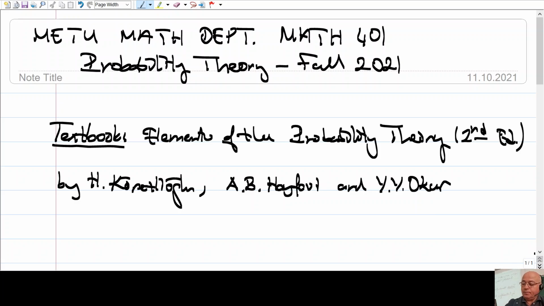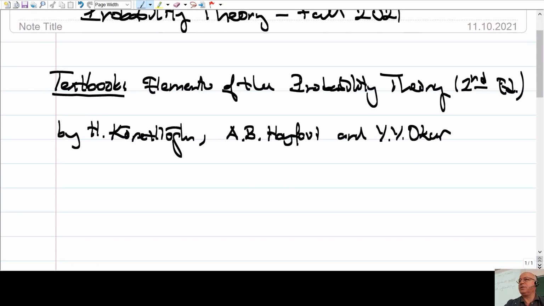Okay. Of course, any other textbook on probability theory can be used as a reference book. I guess most of the topics we will cover in this course are common material for all textbooks on probability theory.